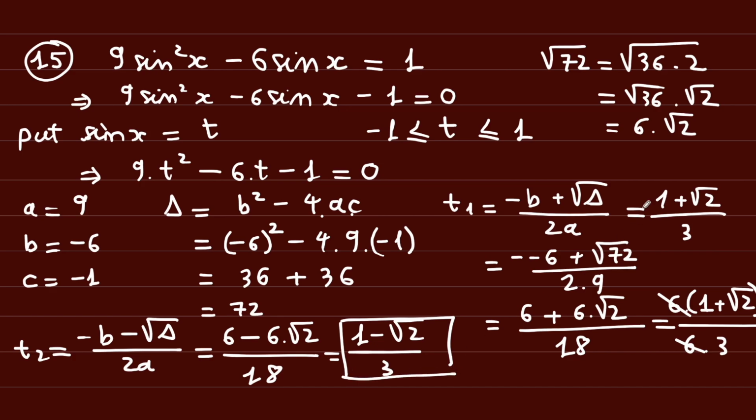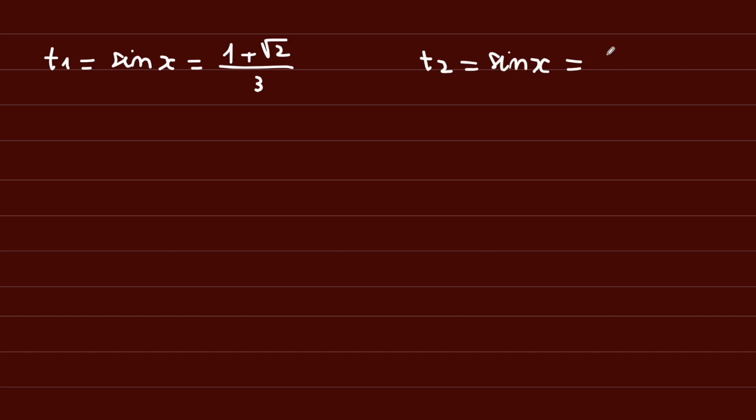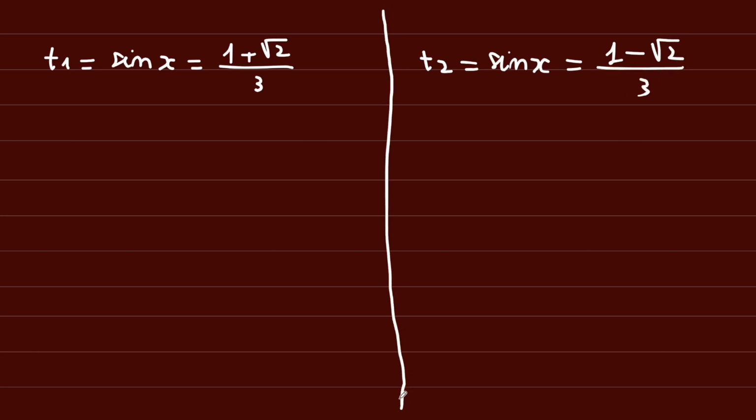Okay, so we got this solution. After you figure out the values for t1 and t2, we need to go back to the value for sin h. The first sin h corresponds to t1, so sin h equals (1 plus the square root of 2) divided by 3, and the second solution for t2 will be sin h equal to (1 minus the square root of 2) divided by 3. Now divide this screen into two parts, the left hand side and the right hand side. Now we need to figure out which angle has the sine equal to this value.